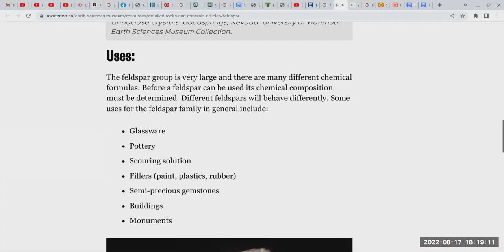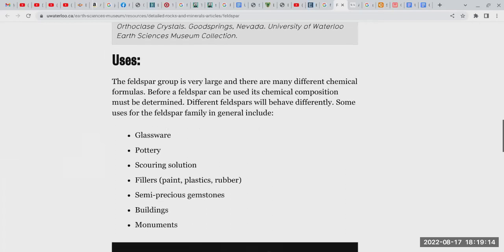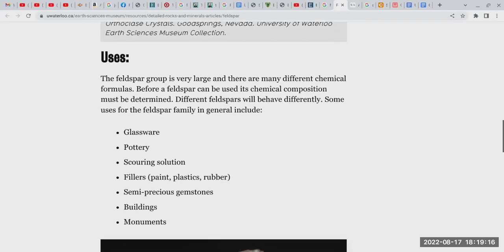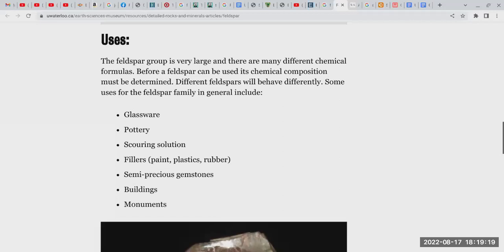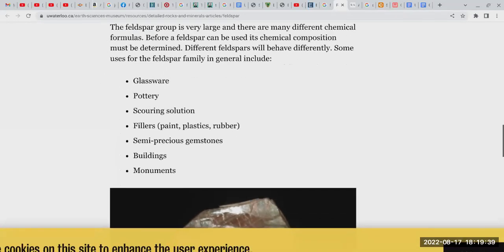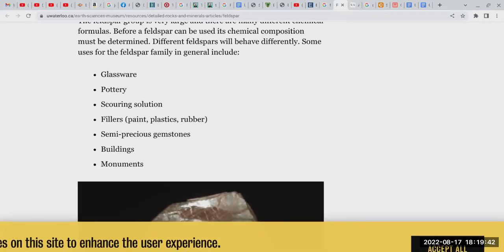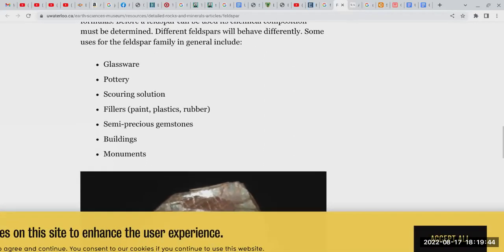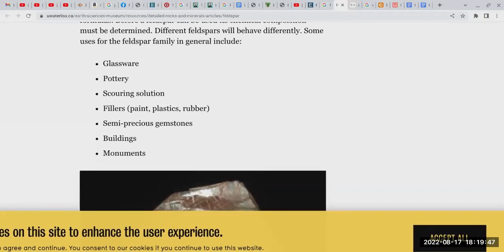Now let us look at this one here. So the feldspar group is very large, and there are many different chemical formulas. Before a feldspar can be used, its chemical composition must be determined. Different feldspars will behave differently, as we spoke about. Some of them will crumble. Some of them are harder than others. Some of the uses for the feldspars family generally include glassware, pottery, scouring solution, fillers, paint, plastic, rubber, semi-precious gemstones, buildings, monuments.